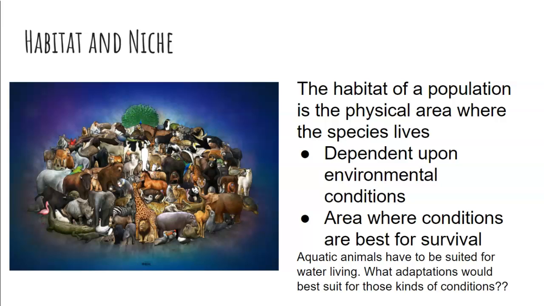Now, there are some animals that can go between both. So what makes them different? What do they have that's a little bit easier for them in the water and a little bit easier for them on land? Habitat is where you live and where you best are able to survive.